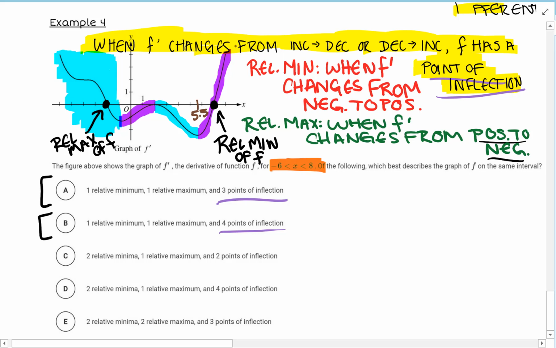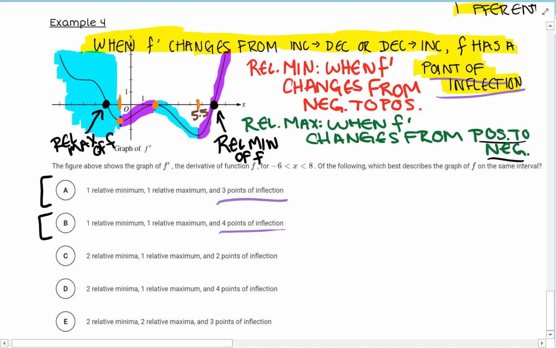Well, points of inflection are wherever f prime changes from increasing to decreasing or vice versa. At x equals negative 1, f prime changes from decreasing to increasing. F prime has a relative minimum, meaning f has a point of inflection. At x equals 2, the graph of f prime goes from increasing to decreasing, which indicates another point of inflection for the graph of f.